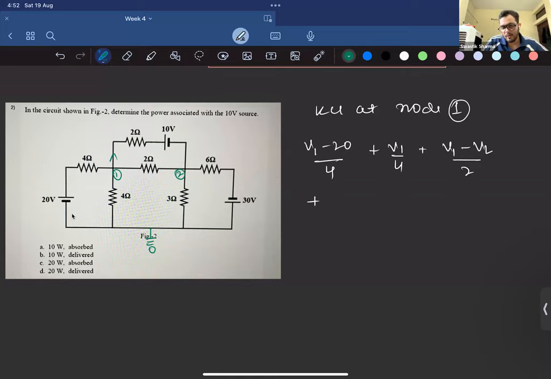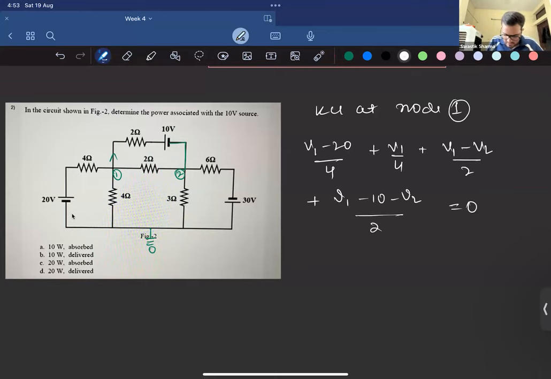Dr. Yadav, can you tell me, please, how can we write nodal? Yeah, across node 1 we are doing. For node 1, it is V1 minus 20 by 4 plus V1 by 4 plus V1 minus 20 by 20, and plus V1 minus 10 by 2. But it's not connected to the reference, right? It's connected to this node. Just a minute. V1 minus 10 minus V2 by 2. Great. So we got this equation.